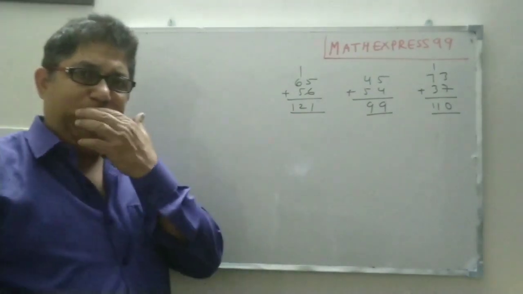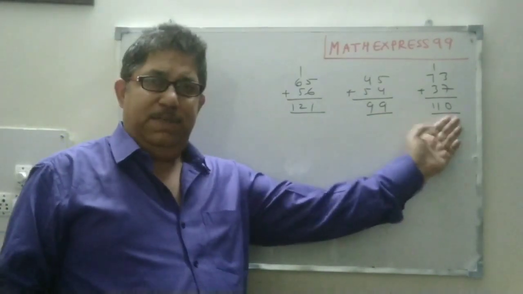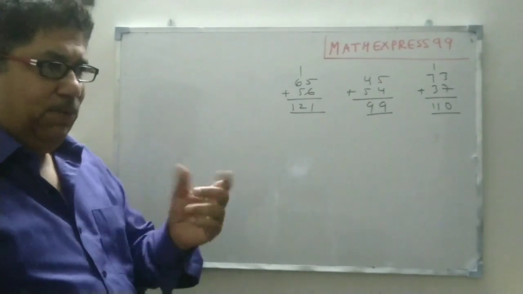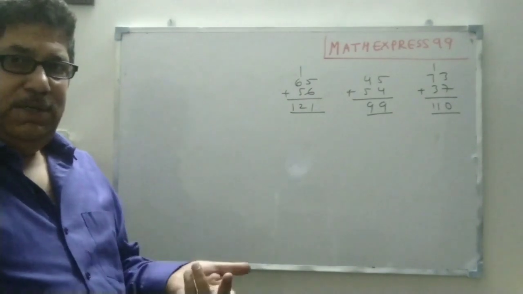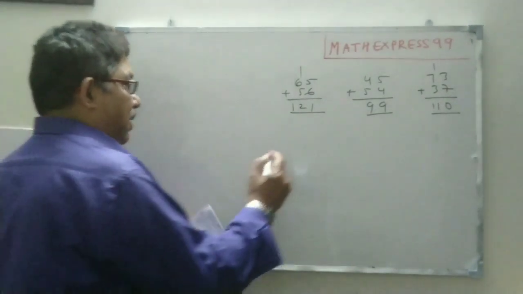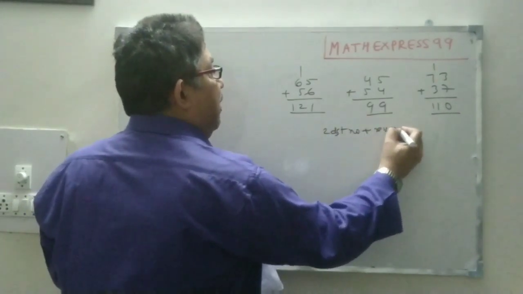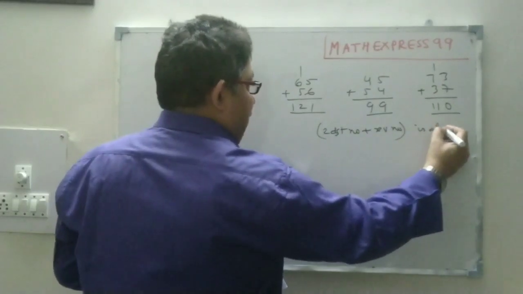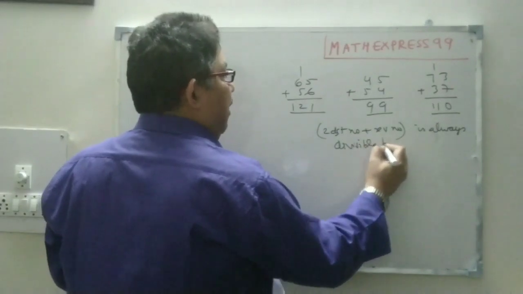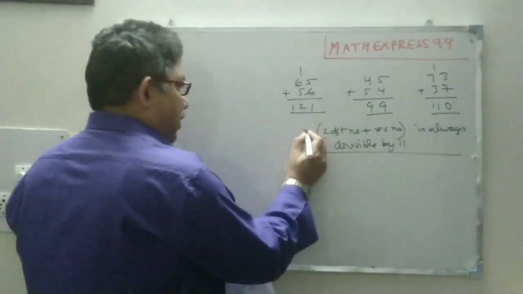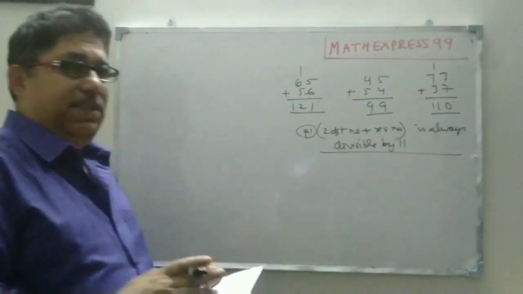Now, can you notice something common about these? This is divisible by 11, this is divisible by 11, this is divisible by 11. So, if you take any two-digit number and you reverse it, then the total will always be what? Divisible by 11. The two-digit number plus reverse number is always divisible by 11. So this is the first thing we will note today. Our first point for today is this.